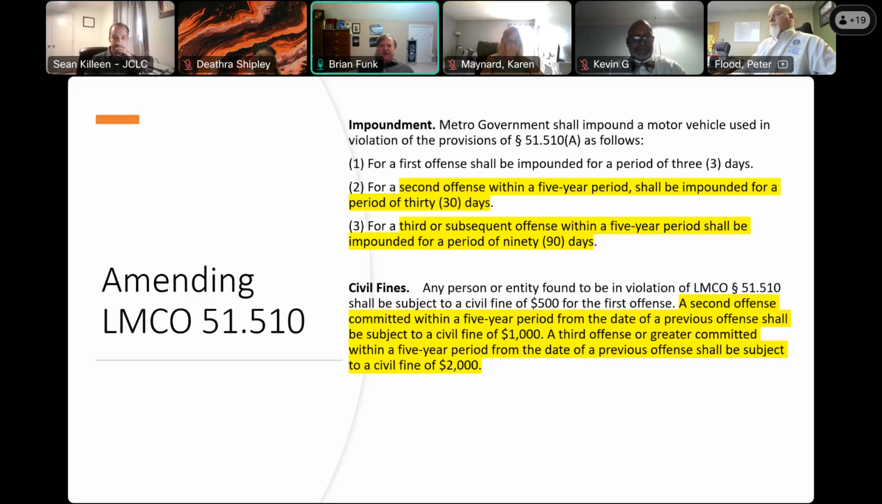So let's say there was an offense in the year 2020. If no other offenses occurred between 2020 and now, 2025, the 5-year period would be exhausted. But if violations occurred between 2020 and 2025, they would have these penalties put against them, the impoundment periods.